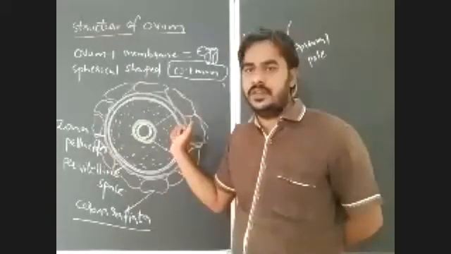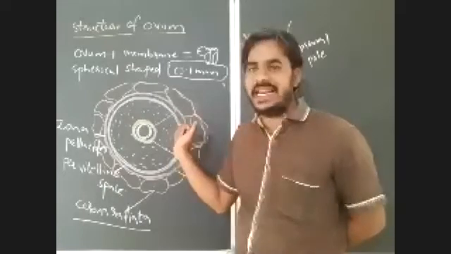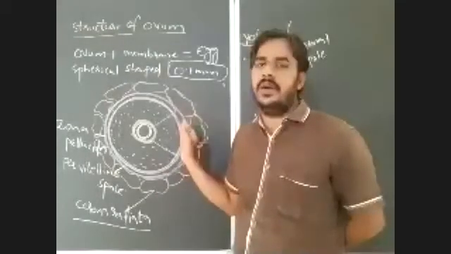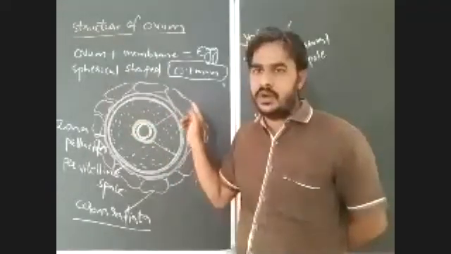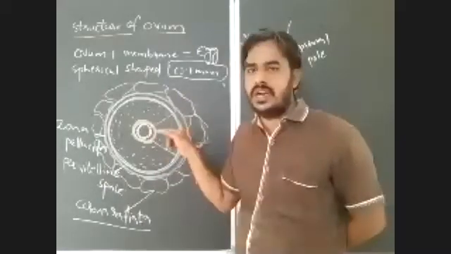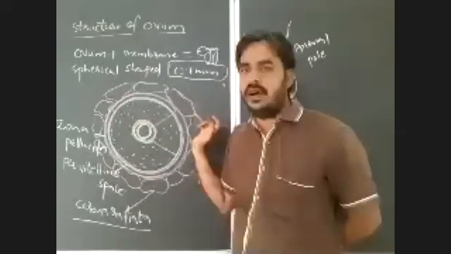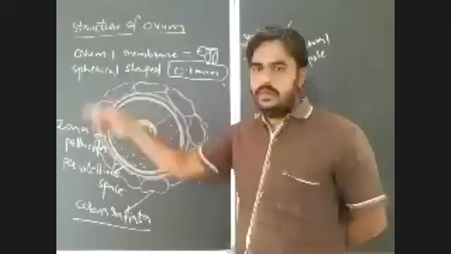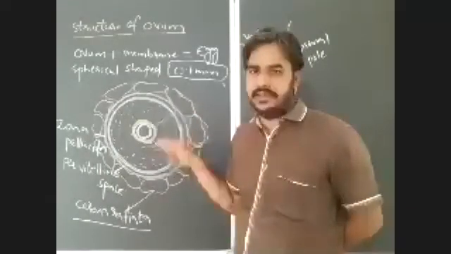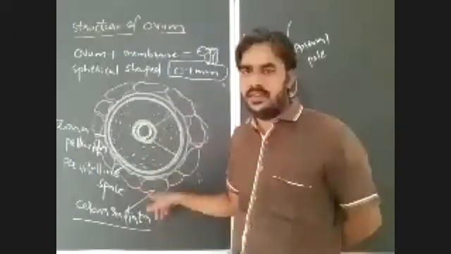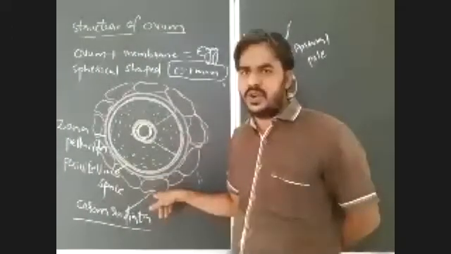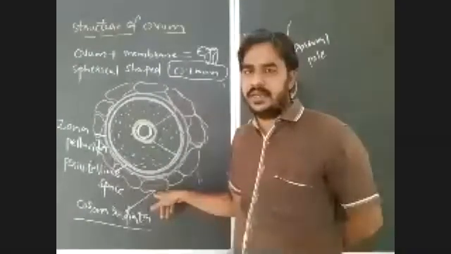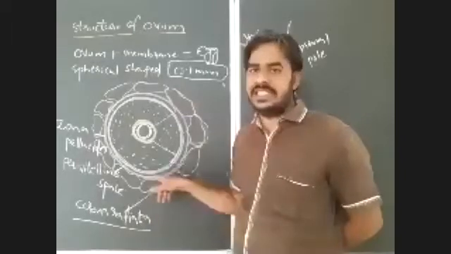Zona pellucida is a non-cellular or acellular layer. This layer is mainly made up of mucopolysaccharides. Outside this zona pellucida, there is a cellular layer, that is corona radiata. Corona radiata is present outside the zona pellucida and is made up of granulosa cells, but zona pellucida is an acellular layer.